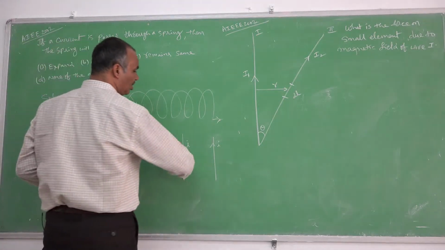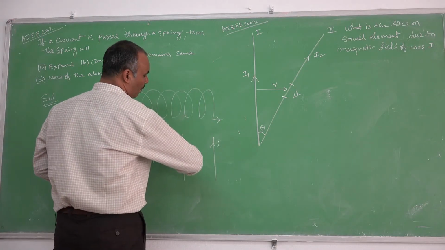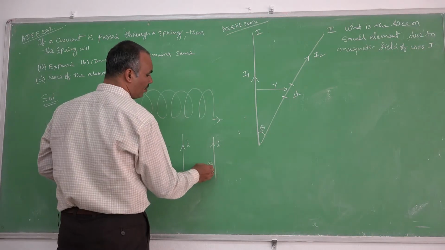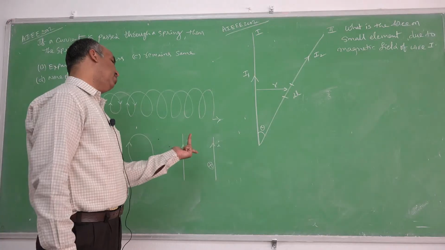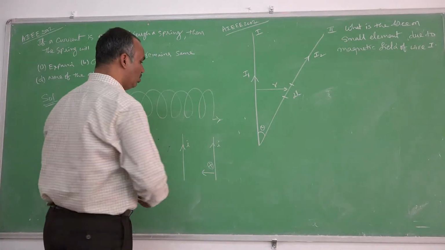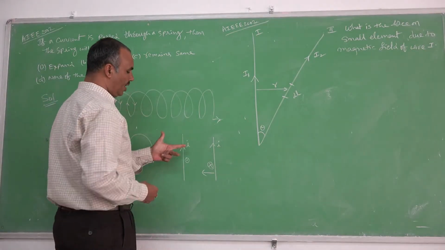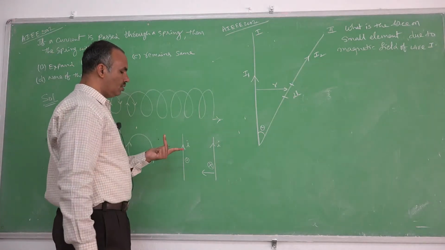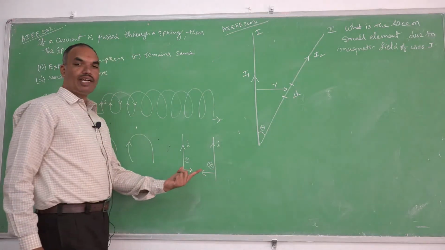Why will they attract each other? Due to this wire, the magnetic field is into the paper here. As per Fleming's left hand rule, current is upwards, magnetic field is into the paper, so it experiences force in this direction. Due to this wire, the magnetic field is out of the paper. Here as per Fleming's left hand rule, current is upwards, this is out of the paper, so force is like this. They will attract each other.